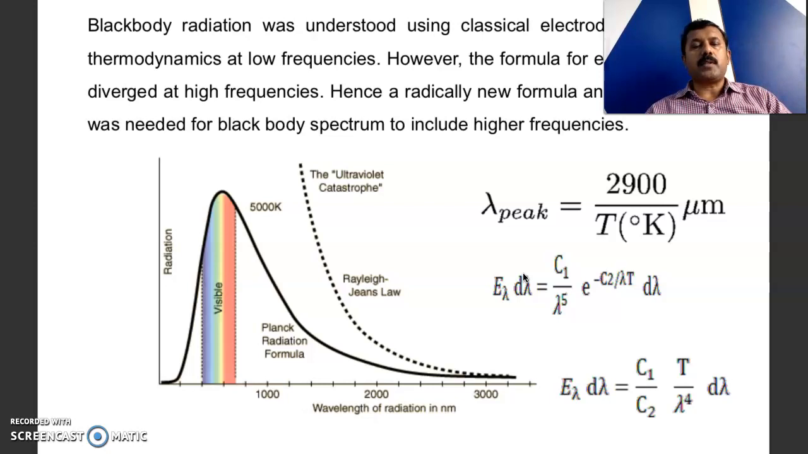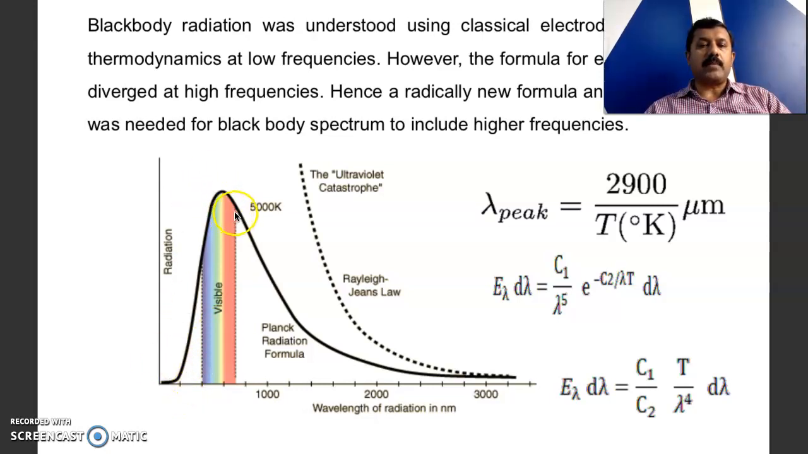So based on the surface temperature of the stars, we classify the stars into several groups. You know that O, B, A, F, G, K, M. So Sun is a G star. But Wien studied this blackbody radiation spectrum, and he tried to give an expression for energy density.